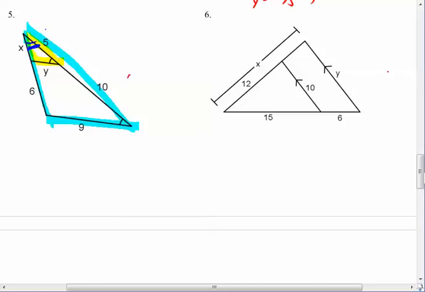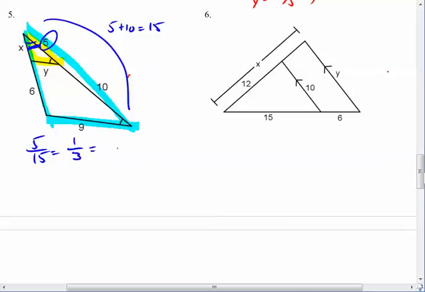We're looking for corresponding sides that do not contain variables. So that would be 5, and then this whole side, which is 5 plus 10, or 15. So 5/15, or 1/3. So 1/3, we're going to set that equal to, let's see, I want to find x.